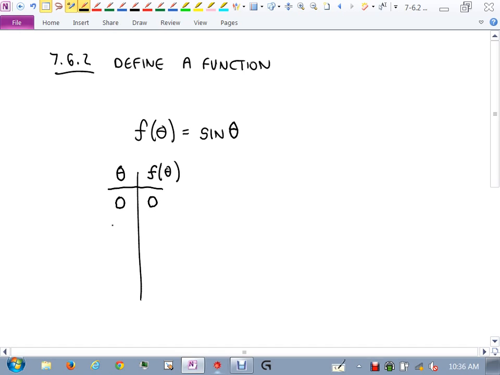Okay, now I can't just plug in random numbers here. What about 30 degrees? What's sine of 30 degrees? 1/2, right? How about 45 degrees? What's sine of 45? Root 2 over 2. And I could keep doing this, couldn't I? I can start filling out my table. I can start drawing a picture. Do you agree?